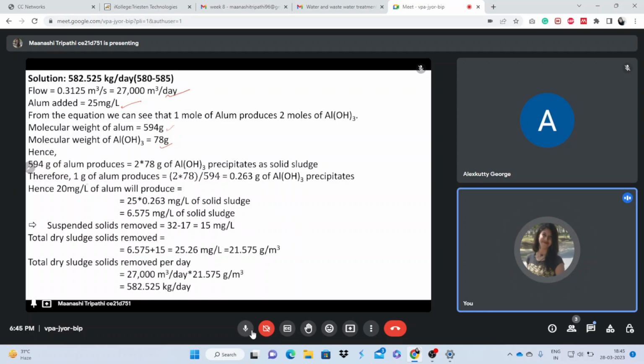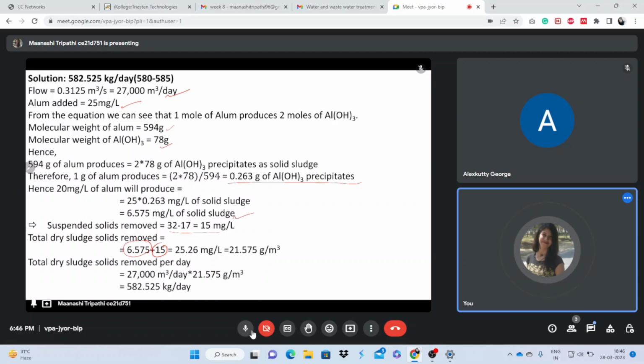So 1 gram of aluminum will produce 2 into 78 by 594 gram of aluminum hydroxide. So 20 milligram per liter produces this much, and suspended solids removed is 15 milligram per liter. So how much total is removed? This is from the suspended solids and this is from the aluminum's own sludge. So these are the total which need to be removed.